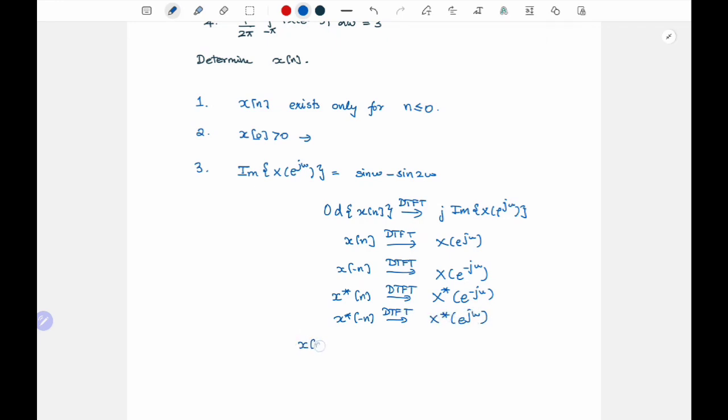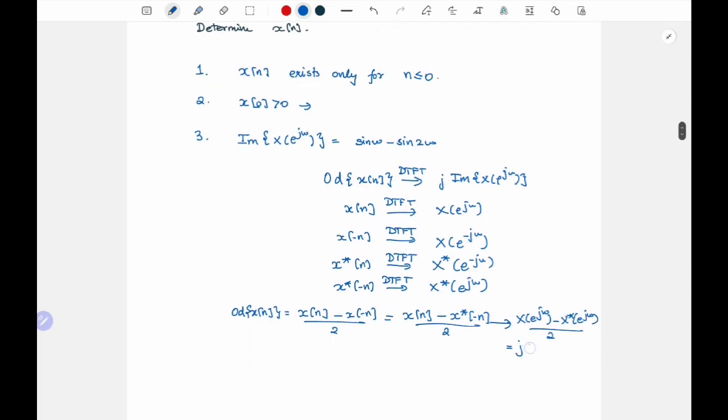So if you see x of n minus x of minus n by 2, this is your odd part of x of n. And for real x of n, you can write this as x of n minus x conjugate of minus n by 2. So this is going to give you x of e power j omega minus x conjugate of e power j omega by 2, which is nothing but j imaginary part of x of e power j omega.